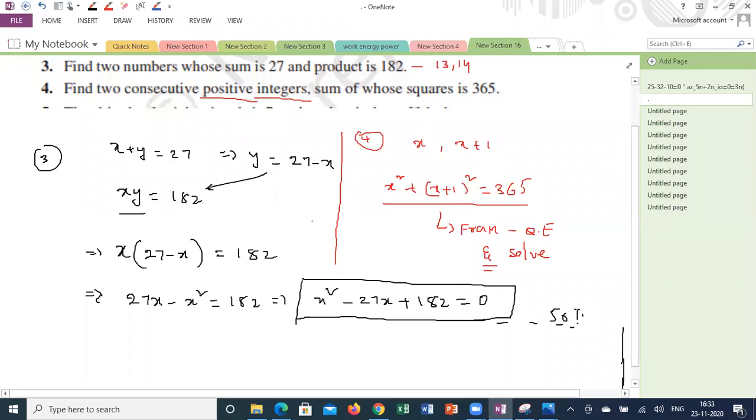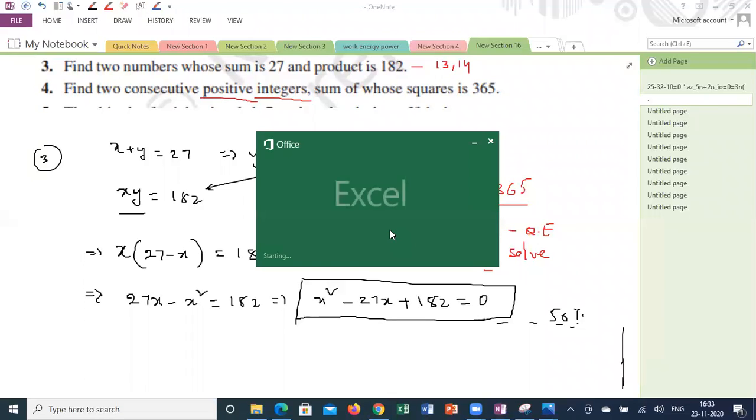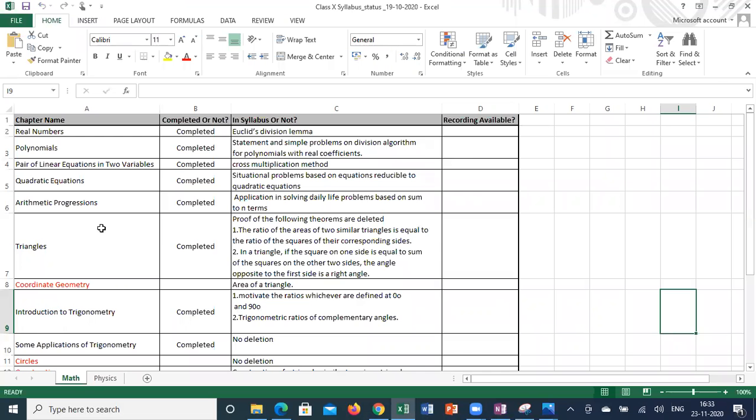We'll see the deletion of this portion in the quadratic equation. What is deleted? But you try to solve any kind of questions irrespective of the examination. That is good for your higher studies. Next, situational problems based on equations reducible to quadratic equations.